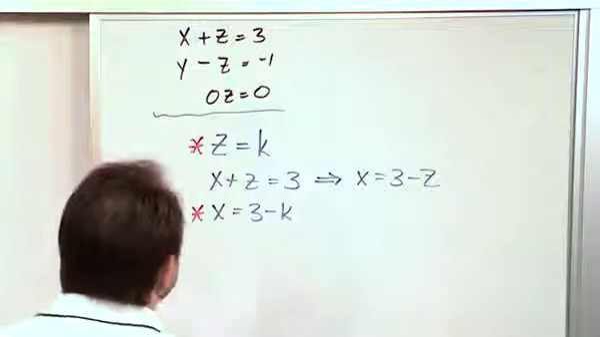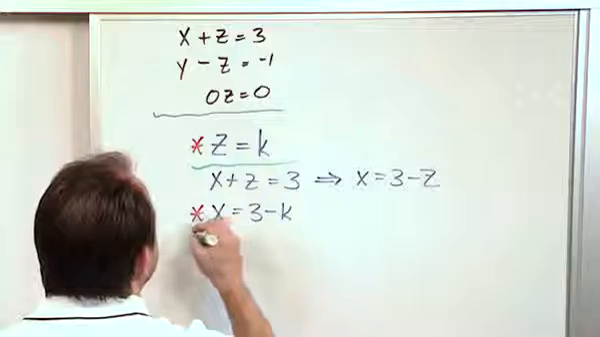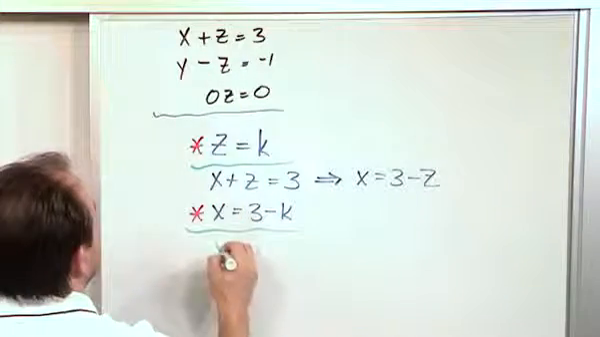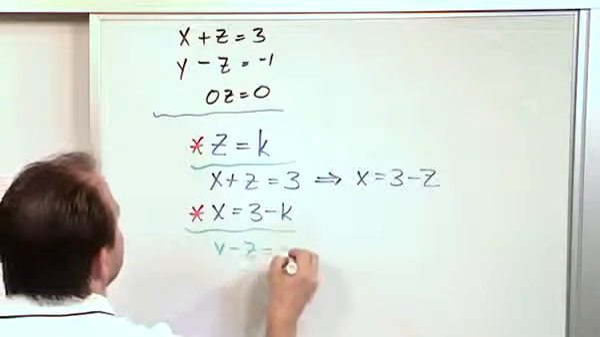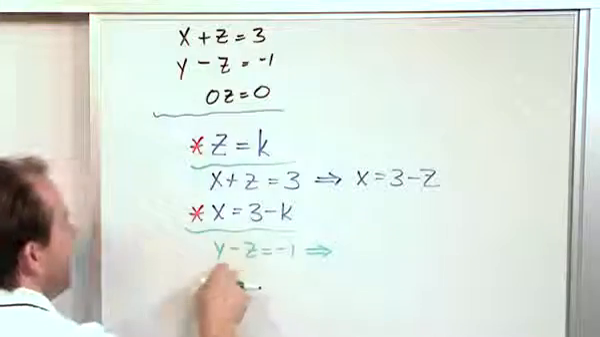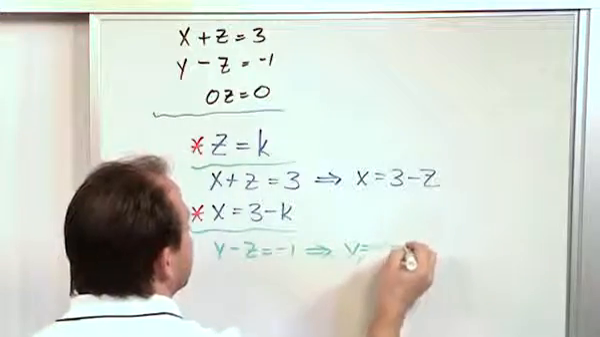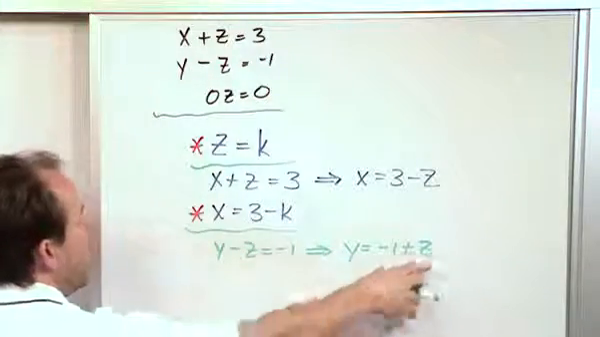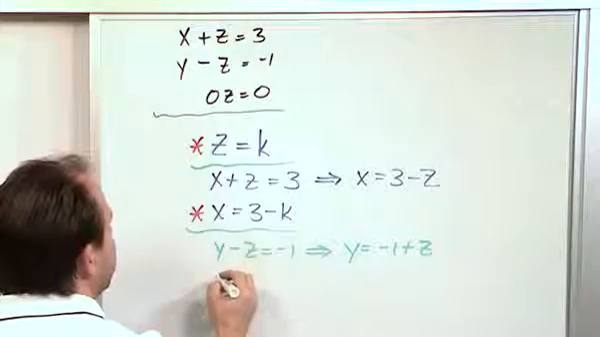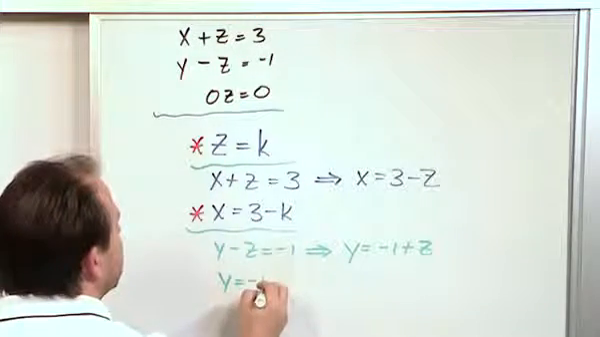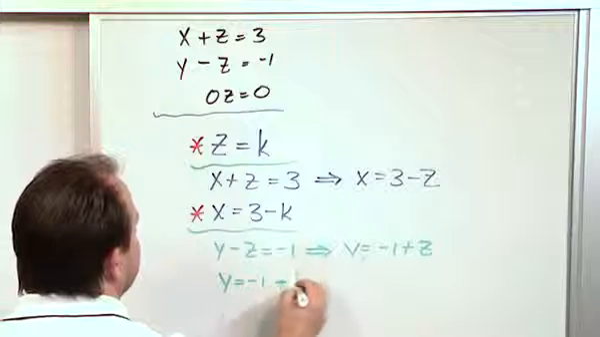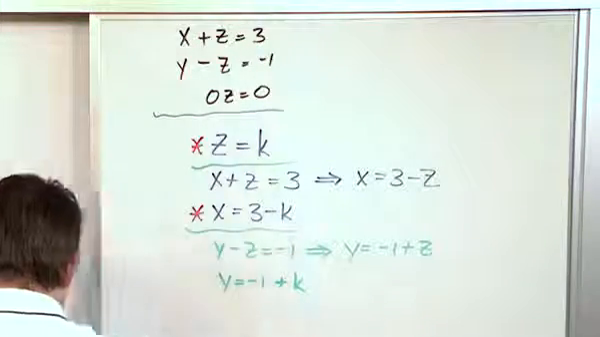Let me switch colors. I'll draw a little line in between here. Let's look at the third equation. y minus z is equal to -1. What this means is if we solve for y, y is equal to -1 plus z. But we know what z is. It's just a constant. So we say y is equal to -1 plus k, like this. And that's an important relation.